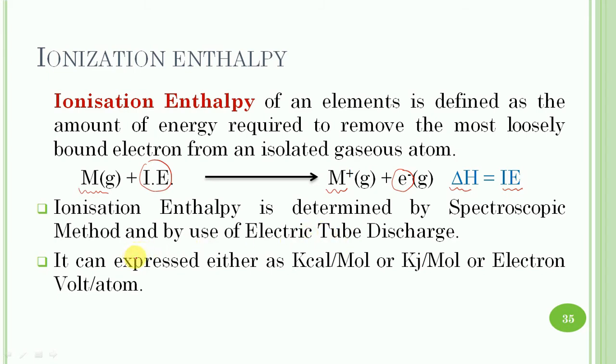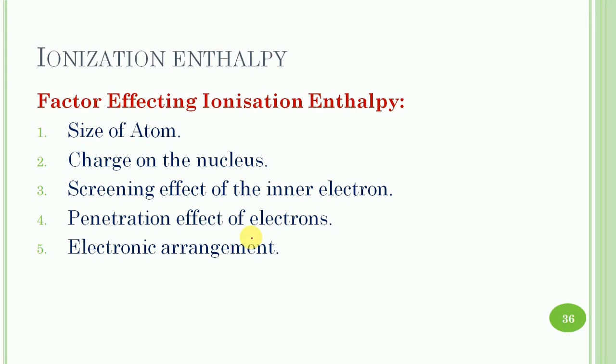The ionization enthalpy can be expressed either as kilocalorie per mole, kilojoule per mole or electron volt per atom. And we have to remember, the smaller the value of ionization enthalpy, the easier it is to remove the electron from an atom. So there are some factors on which ionization enthalpy depends. The first one, size of the atom, then charge on the nucleus, screening effect of the inner electrons, penetration effect of the electron, and electronic arrangement.